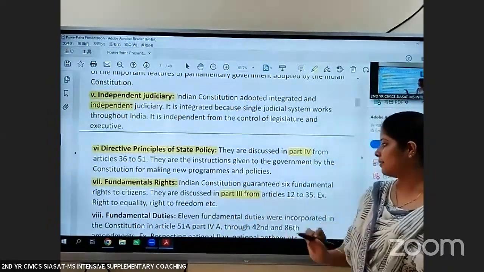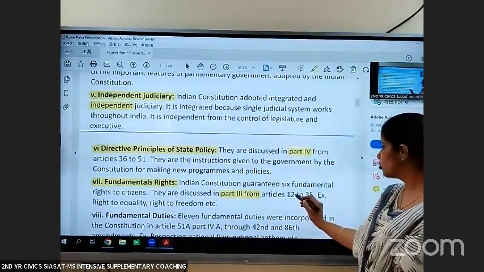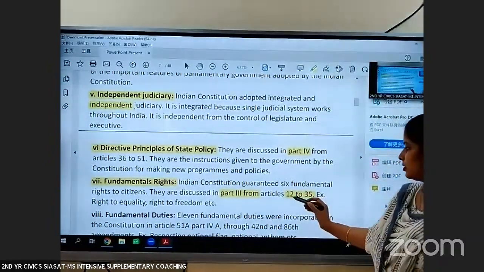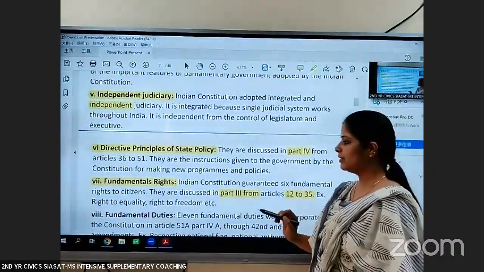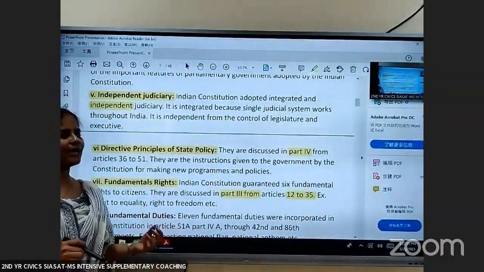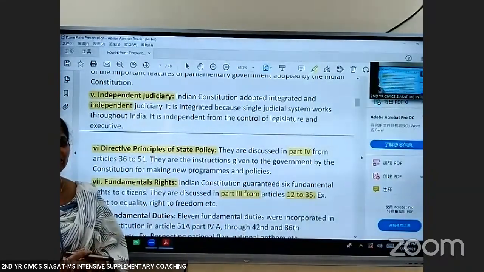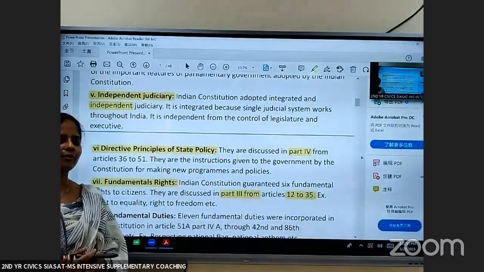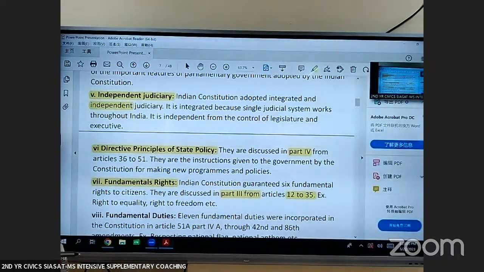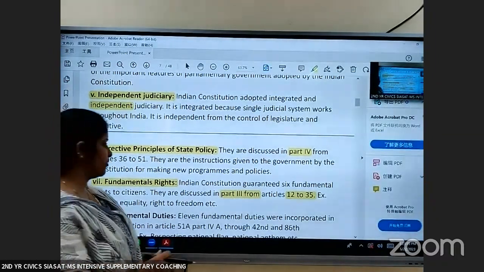Fundamental rights are discussed in Part 3, from Articles 12 to 35. Part 3 of our Constitution deals with the fundamental rights like right to equality, right to freedom, right against exploitation, right to religion, cultural and educational rights, and right to constitutional remedies. All these are the fundamental rights given to every citizen, irrespective of their place of birth, caste, religion, gender, etc.